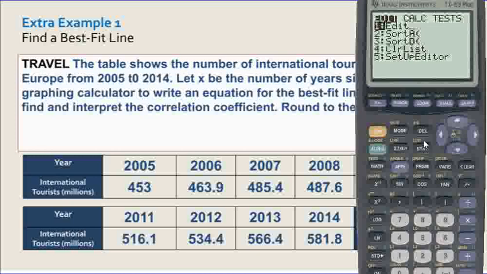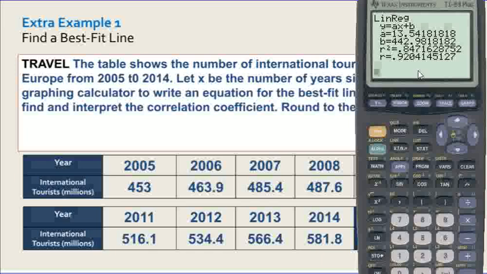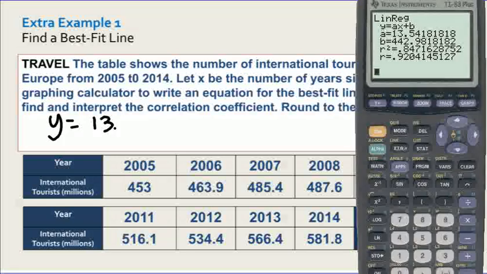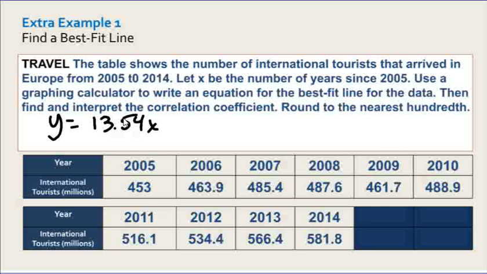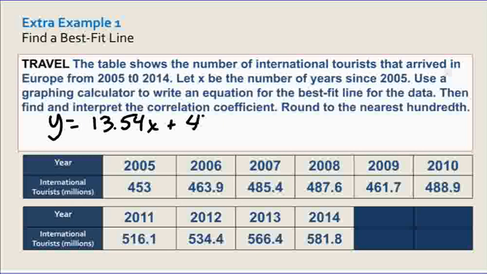I'm going to hit the stat button, go to calculate, number 4, hit enter, and you can see we have 0.92. So that is very good for that one. Need to come up with our equation. So our equation, to the nearest hundredth, 2 decimal places, so we would have y equals 13.54 x plus, and our b is 442.98. So that would be our equation for a line of best fit on that one.